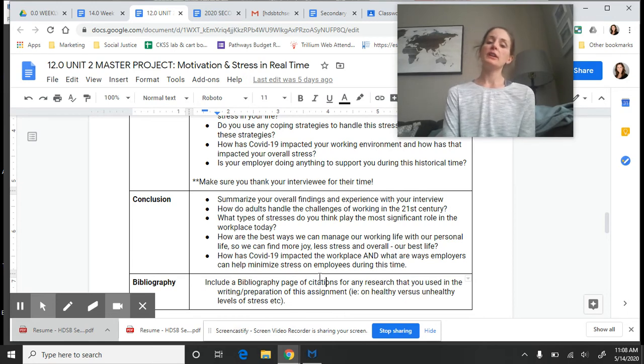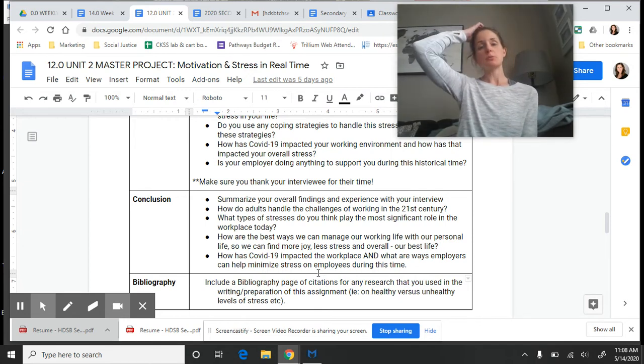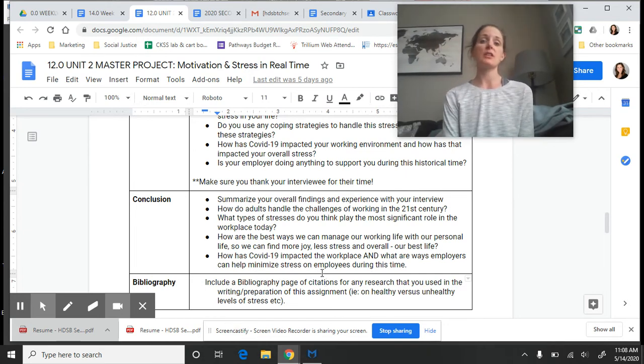So how has COVID impacted the workplace and what are ways employers can help minimize stress on employees during this time? I want you to reflect on this. What do you think employees or employers should be doing right now for their employees? Have you thought about that? From a business perspective, this is an incredibly unique time in the history of the world because employers have never had to deal with anything like this before. What should they be doing? So it's a cool question for you to reflect on as a potential leader.